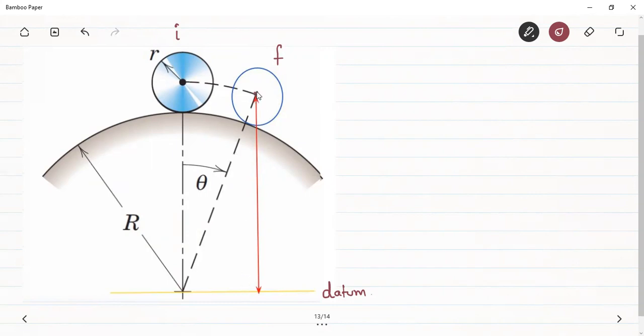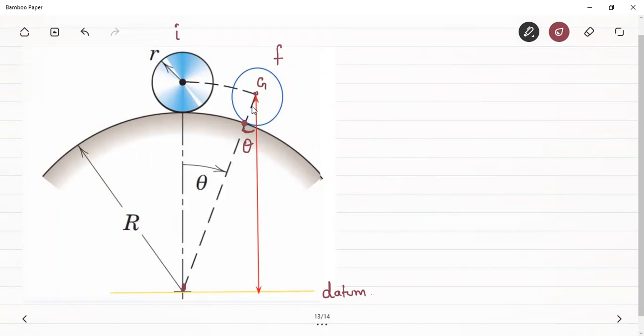Then this will be the center of gravity of the cylindrical surface. I mean to say that the cylindrical roller will have the center of gravity here, and we have to find the distance of the center of gravity from the datum. Now this angle is equal to theta. Therefore, this angle will also be equal to theta. Now, the distance of this point to this point is equal to the radius of this circular surface, capital R.